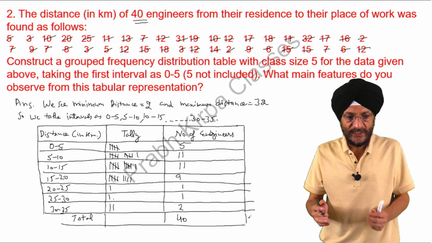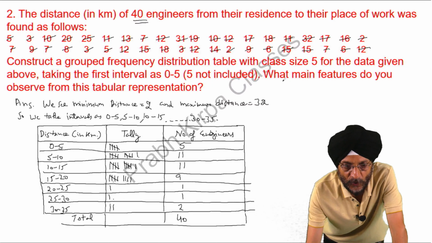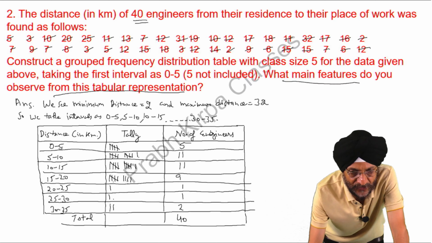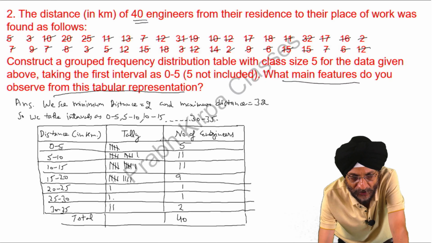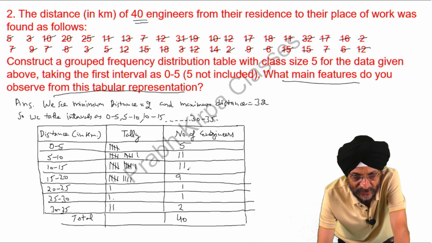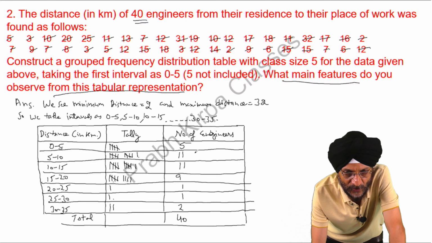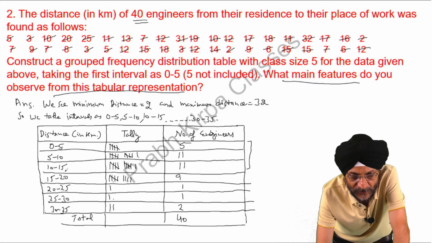So now again we find out what main features we observe from this tabular representation. Now we go through this table. What is written here? The number of engineers who have to travel from 0 to 5 is 5, 5 to 10 is 11, 10 to 15 is also 11. So from this table we find that the maximum number of engineers have to travel a distance up to 15 kilometers.